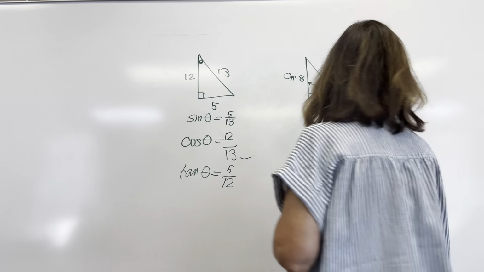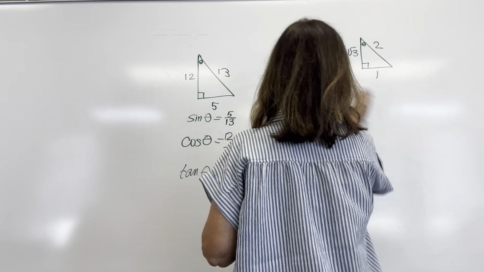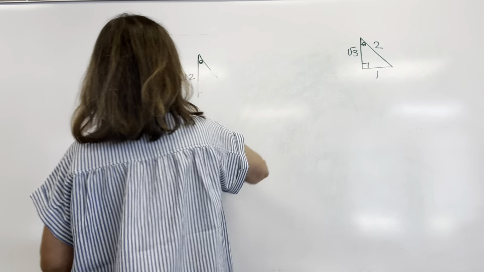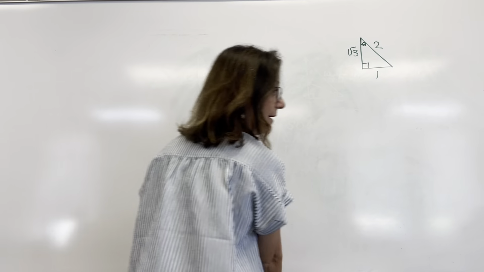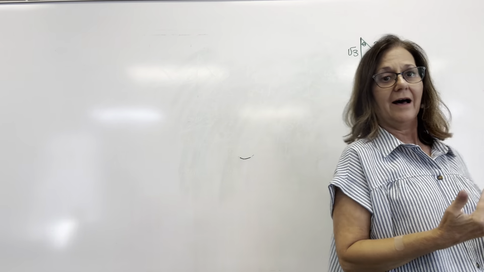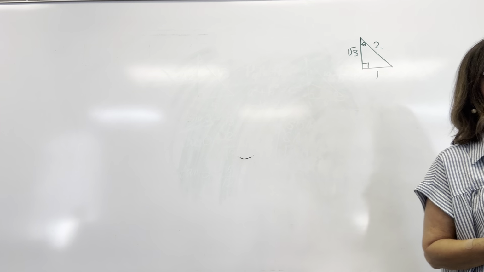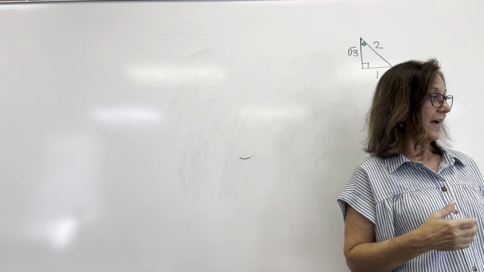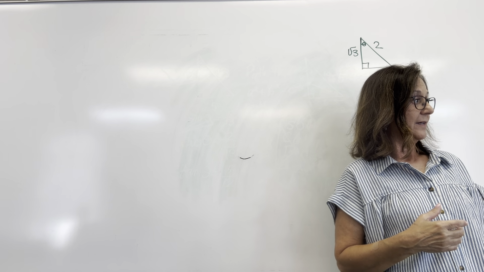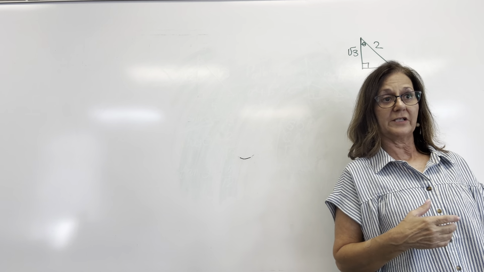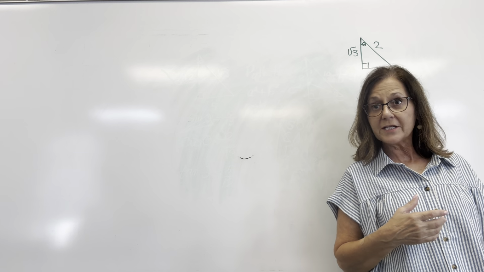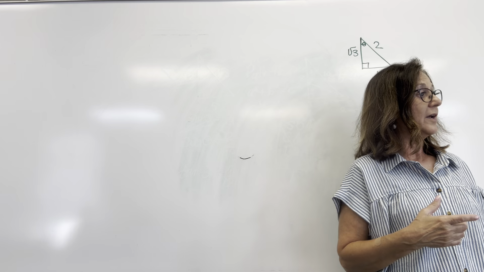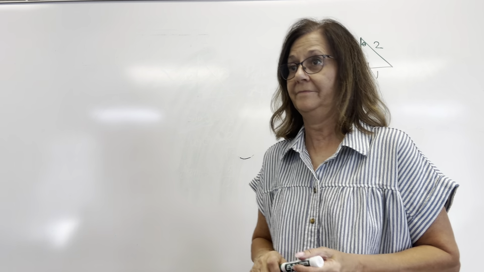It's SOHCAHTOA. You remember it? SOHCAHTOA. Sine, cosine, tangent. So, opposite over hypotenuse. Ka, adjacent over hypotenuse. Toa, opposite over adjacent. All right?